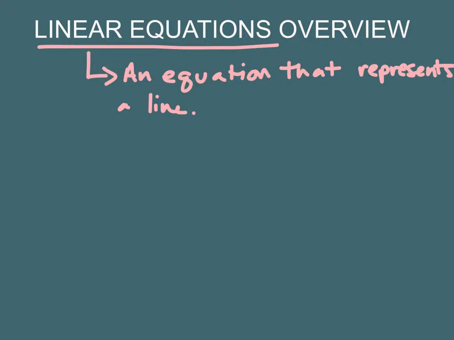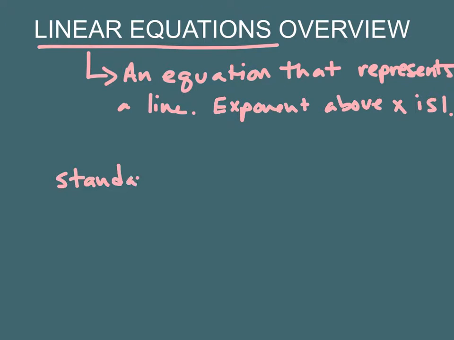And one of the things that we've got to take into account when we're talking about linear equations is that the exponent above the x is 1, okay? And that's something that I'll show you. Now, we've got three kinds of linear equations, or three forms, all right? The first we will call standard form, okay? And standard form is in the form of ax plus by is equal to c, okay?